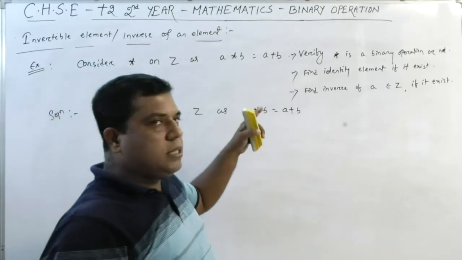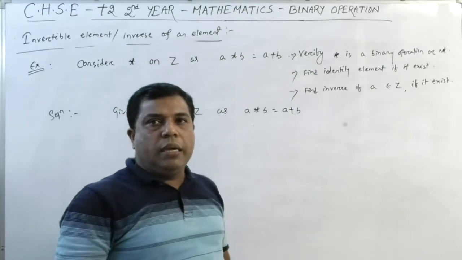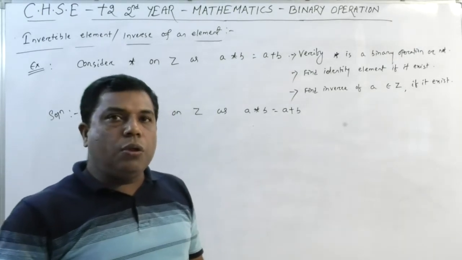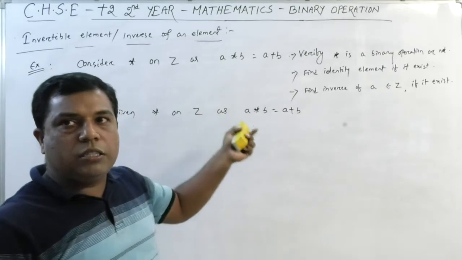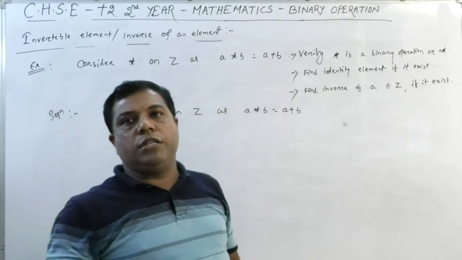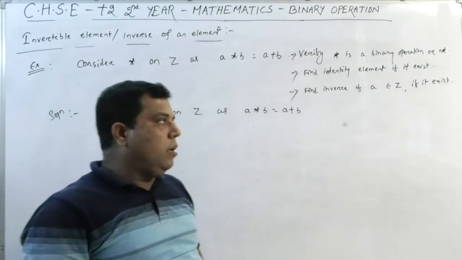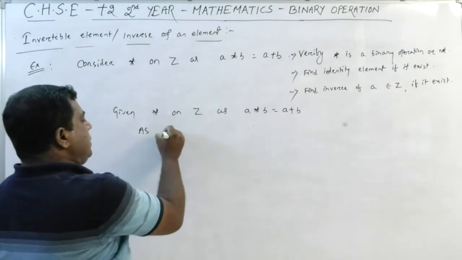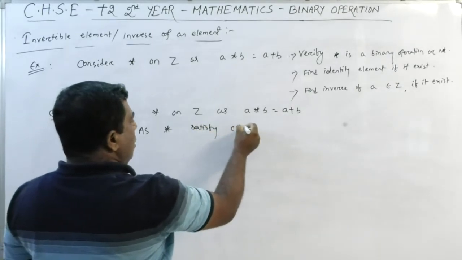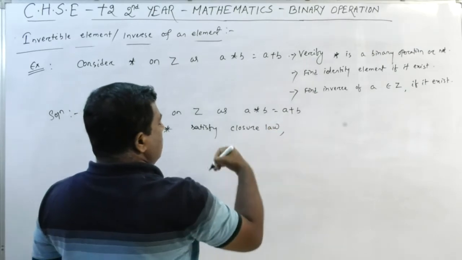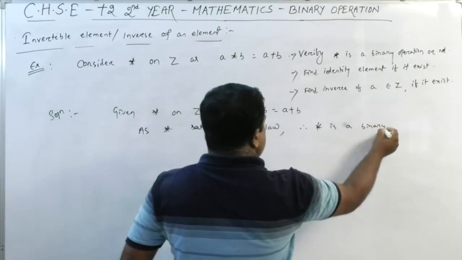Why? Because the binary operation is in this format, A plus B, and A plus B means addition. You know addition satisfies the closure law on set Z. If we take integers, the result is also an integer. So it satisfies the closure law, hence it is a binary operation. Star satisfies the closure law. Therefore, star is a binary operation.